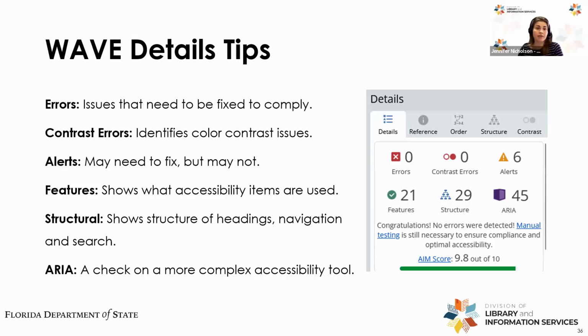There are errors, and those are issues that need to be fixed to comply. So that's the main one you want to focus on the most. There are contrast errors, which identify color contrast issues. There are alerts that you may need to fix, but may not, depending. There are also features, which show what accessibility items are being used on the page. There's structural, which shows the structure of headings, which we just talked about, the navigation and the search. And then there's ARIA, which is a check on a more complex accessibility tool. I'm not really going to touch on that here, but just know that it is something that you might see pop up.